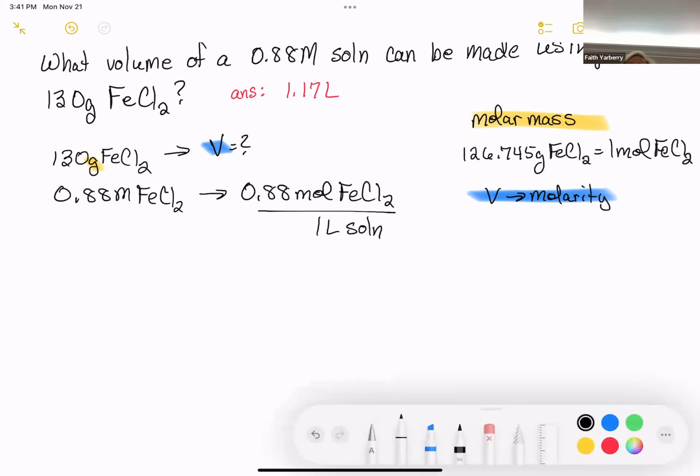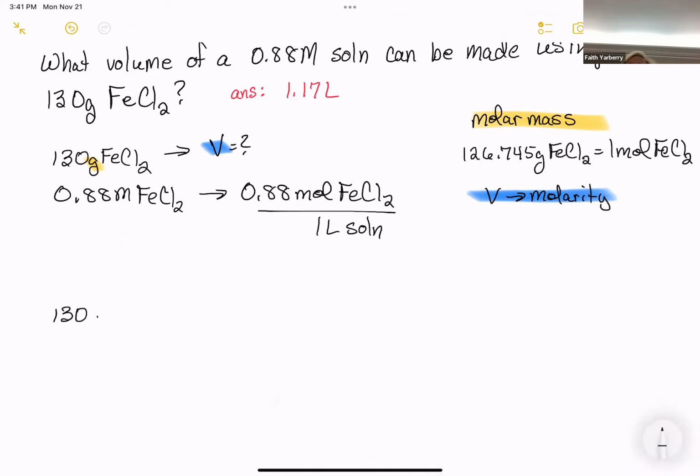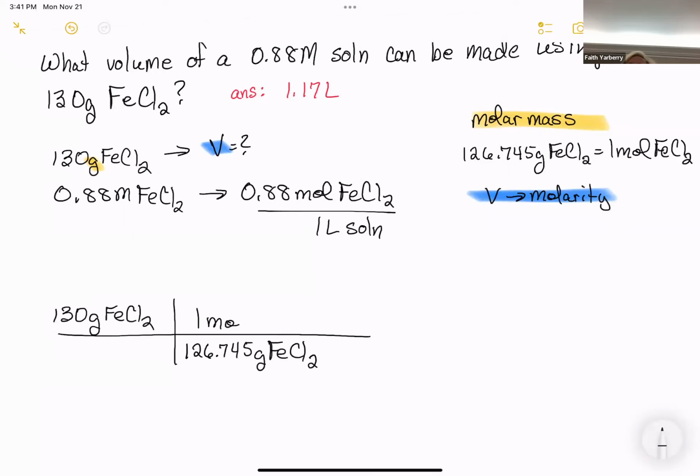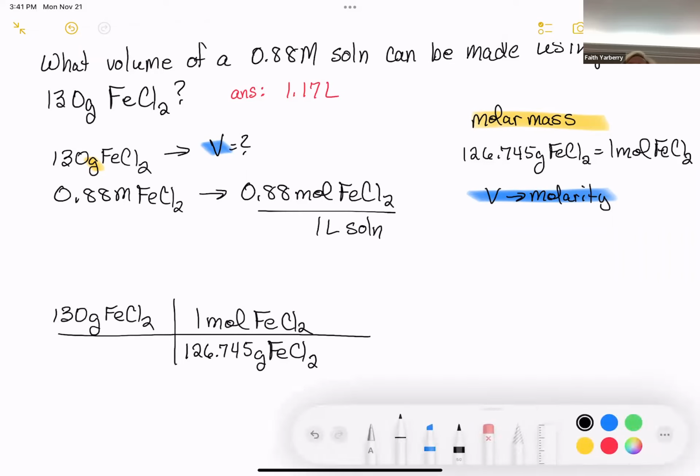So then you take the 130 grams of FeCl2, and the first thing we're going to use is the molar mass of FeCl2 in order to convert that into moles of FeCl2. So the 126.745 grams of FeCl2 will go into the denominator, with the 1 mole of FeCl2 going into the numerator. The grams of FeCl2 went into the denominator so that the unit and the substance canceled, leaving moles of FeCl2.